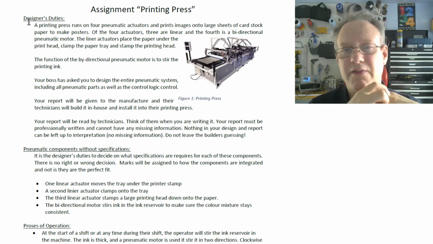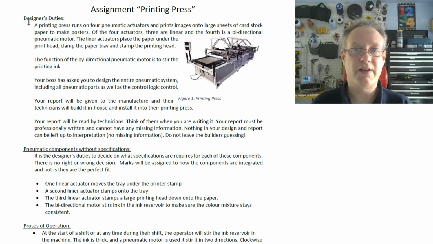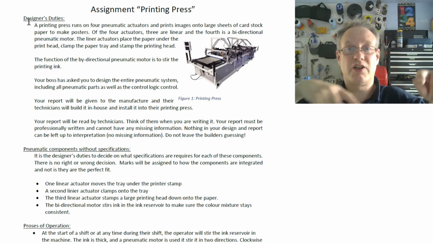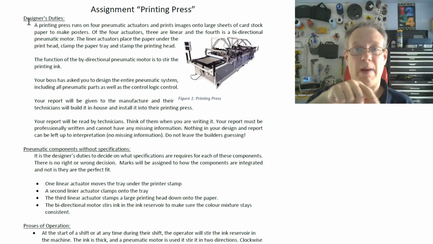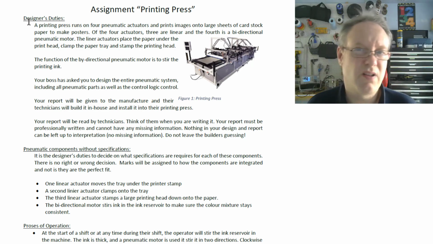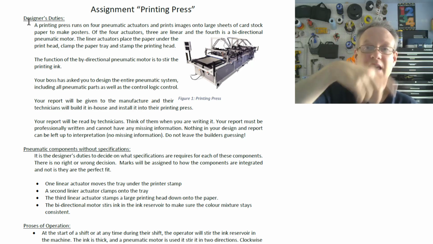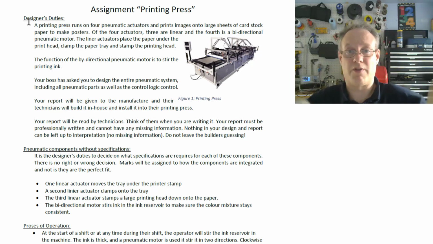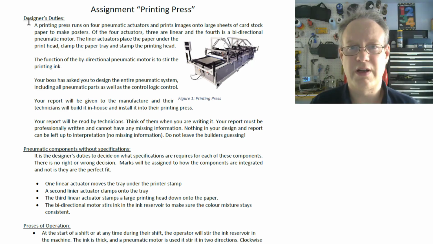Okay, so at the beginning of the shift or any time during the shift, the operator is going to go over and press one pneumatic valve, which is a button, and that's going to rotate the pneumatic actuator, the rotary actuator, the motor, and it's going to stir the ink one way, and then stir the ink the other way by pressing the other button, back and forth and back and forth. So that's what's going to happen.